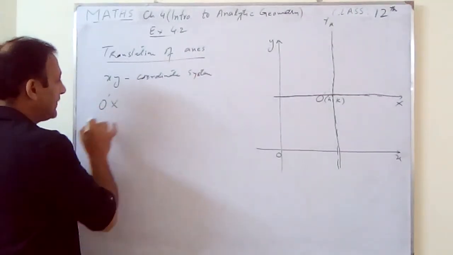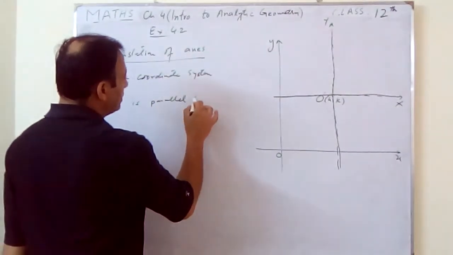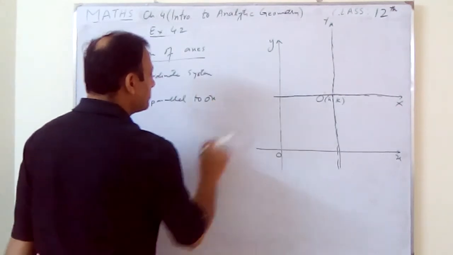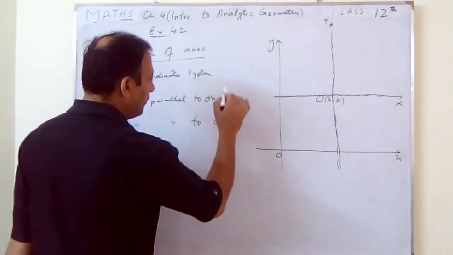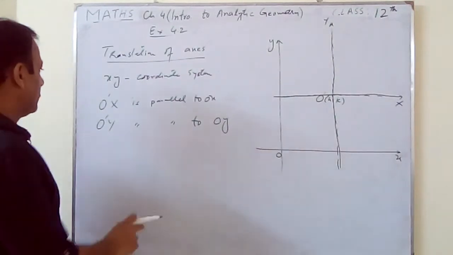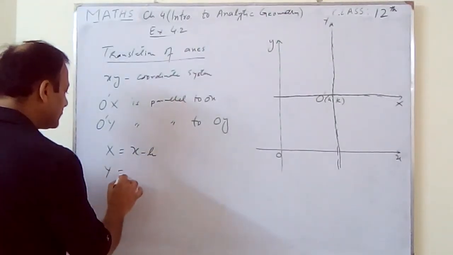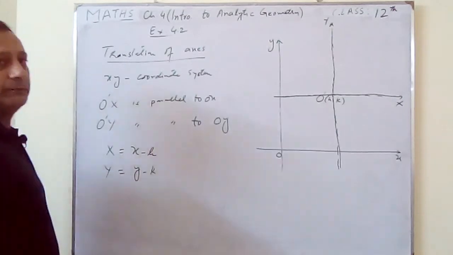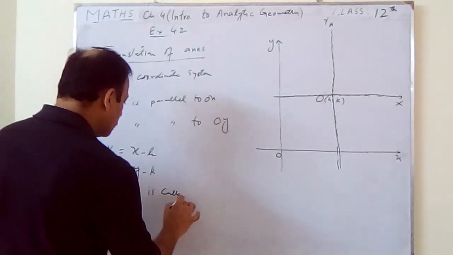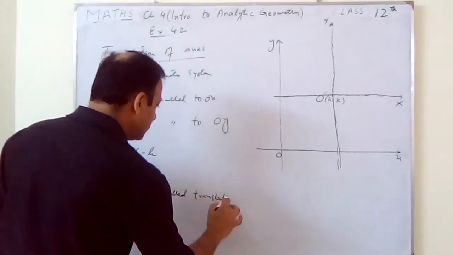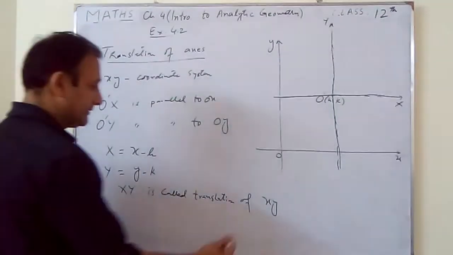O prime capital X is parallel to OX, and O prime Y is parallel to OY, and capital X is equal to X minus H and capital Y is equal to Y minus K, and capital XY is called translation of small xy, plane or axis.